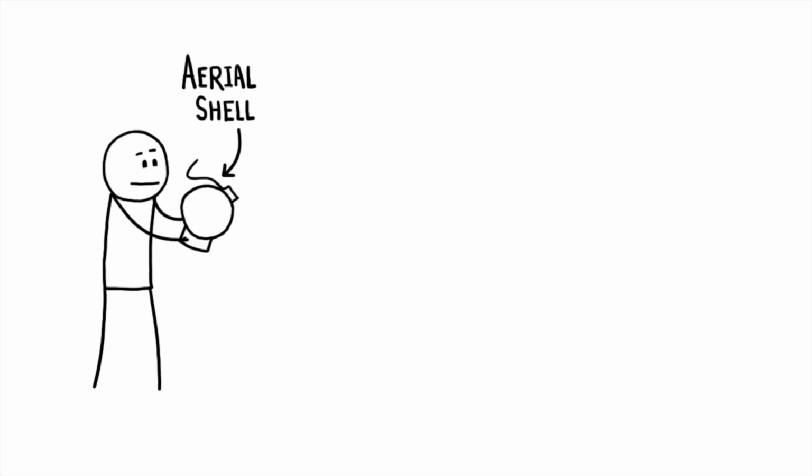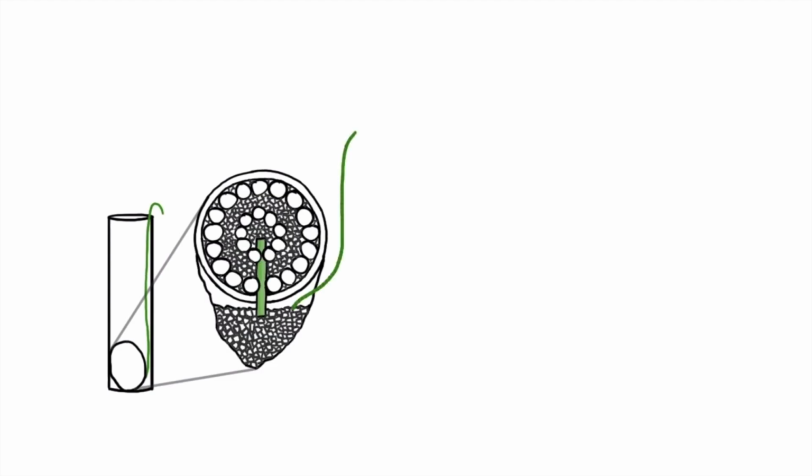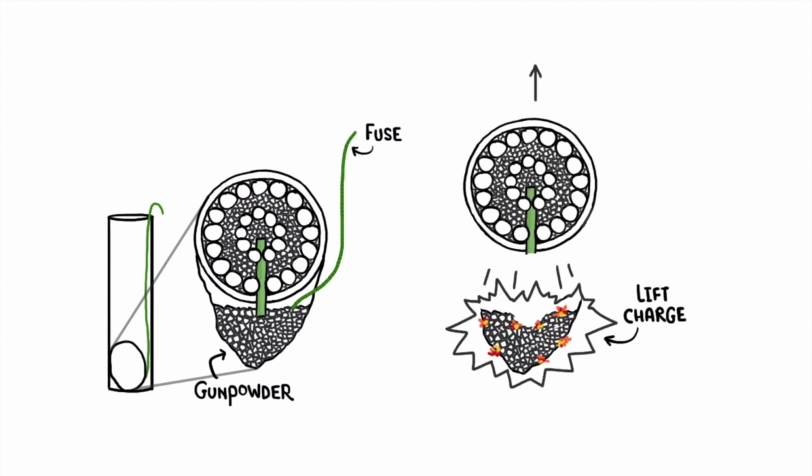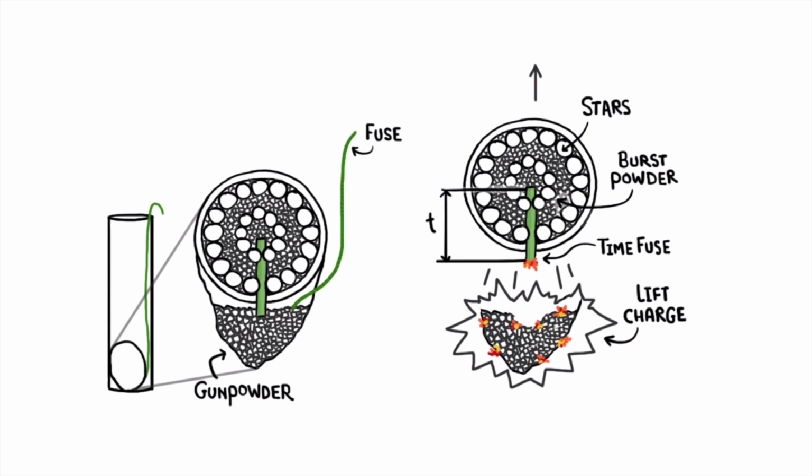Today, professional fireworks utilize aerial shells for those really big fireworks you see on the 4th of July. But how do they work? Here is a cross-section of an aerial shell. We ignite the fuse, which burns the flash powder. It then acts as a lift charge and fires the shell into the air from the mortar. Simultaneously, it ignites the time fuse. After a few seconds, the burst powder is ignited, producing those beautiful colors you see in the sky.